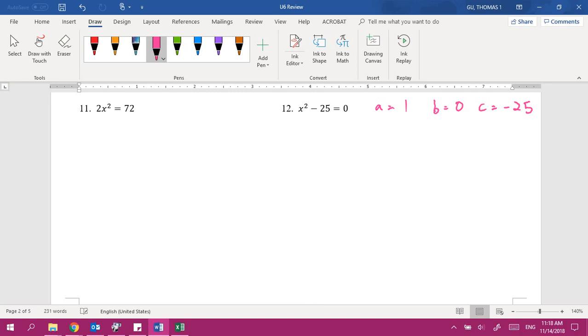All right, so here we go. Now with the x box, what goes in the top space? A times C. Right, which would be negative 25. What goes in the bottom space? B, which is 0, right.